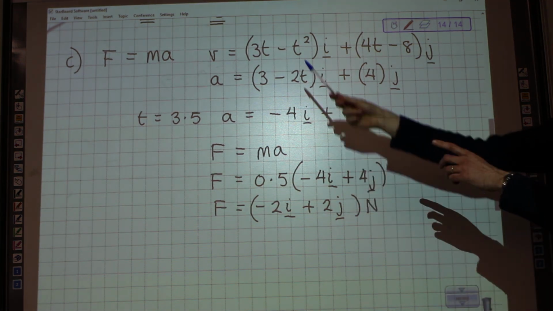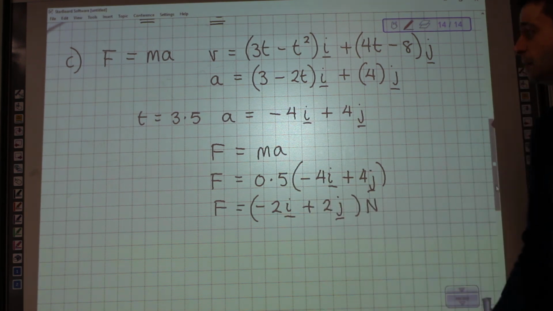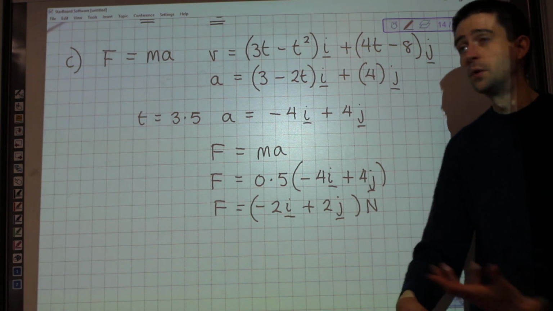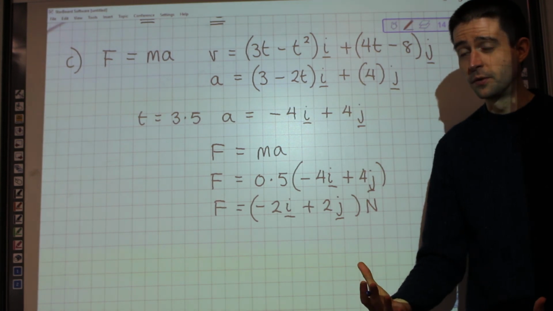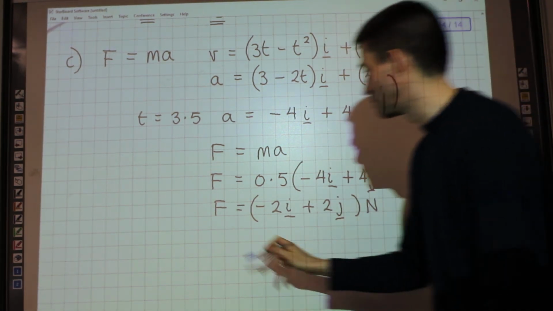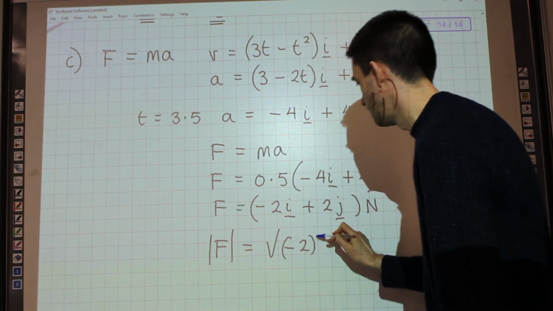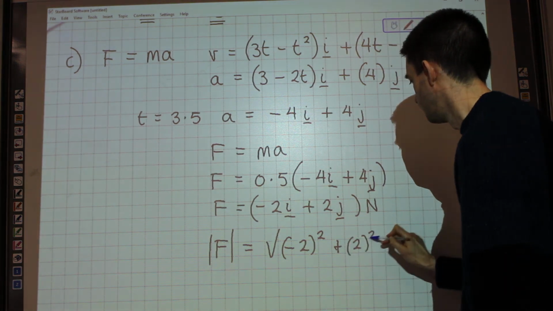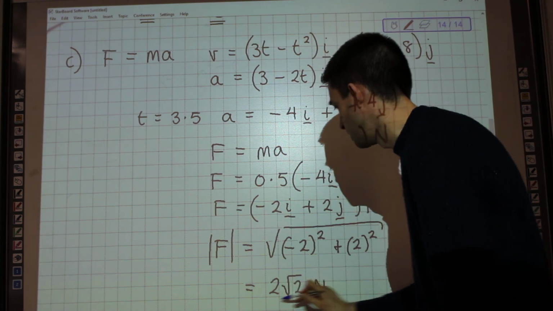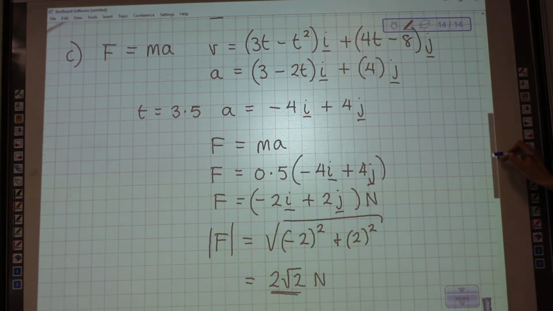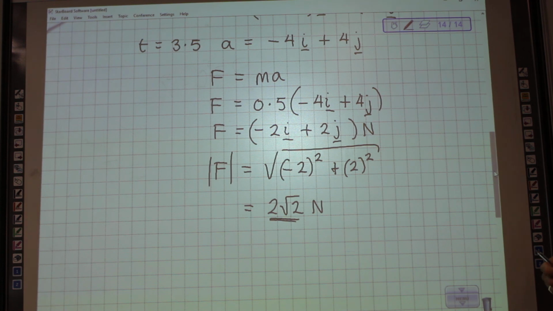And as you can see, the acceleration depended on the time, which means so does the force. The force is variable because the mass is a constant. It's the variable force that's causing the variable acceleration. Now the question asks me for the magnitude of the force, so I'm not done. I've got to crack out Pythagoras to work out the magnitude of the force, squaring -2, squaring 2, and it would be fine to leave this in surd form, that the magnitude of the force when t equals 3.5 seconds is 2√2 newtons. Good job.